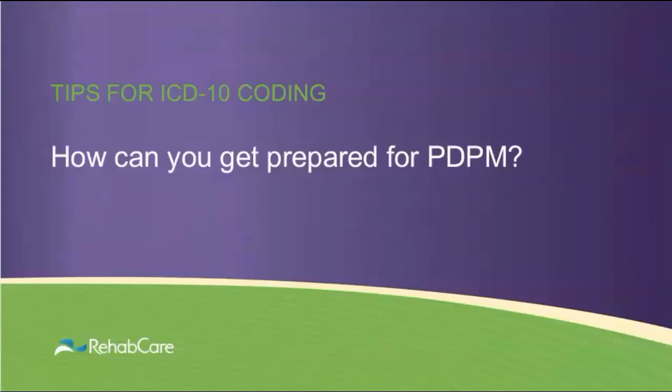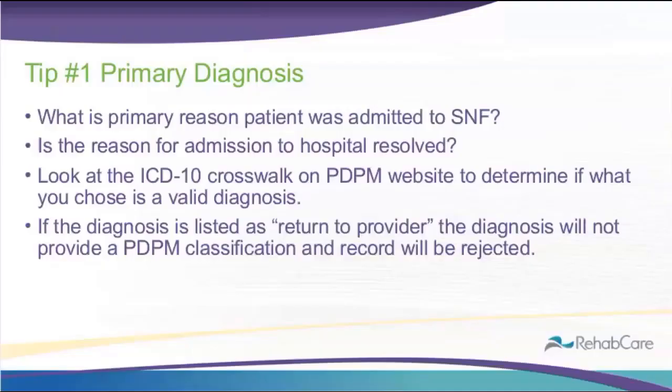So just a few tips that we're going to give you on how you need to get prepared. The first tip is that primary diagnosis. Since that primary diagnosis is the reason they're being admitted, and that's going to set a lot of the payment at the facility, what is that primary reason that they're being admitted? And is the reason for the hospital resolved? You always need to ask yourself that question before you put that first code down.